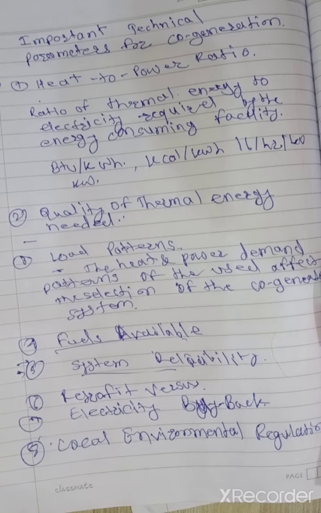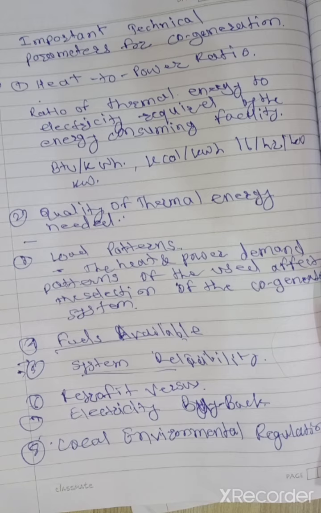So the heat to power ratio is the most important technical parameter influencing the selection of the type of cogeneration system. The heat to power ratio of a facility should match with the characteristics of the cogeneration system to be installed. A definition of this is the ratio of the thermal energy to the electricity required by the energy consuming facility. This is the definition.